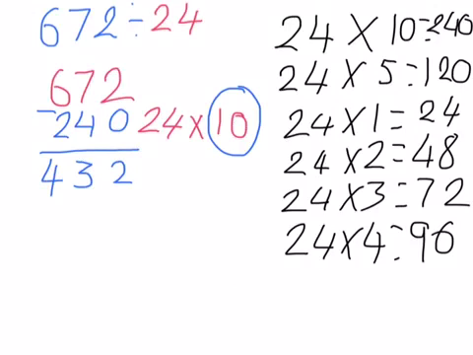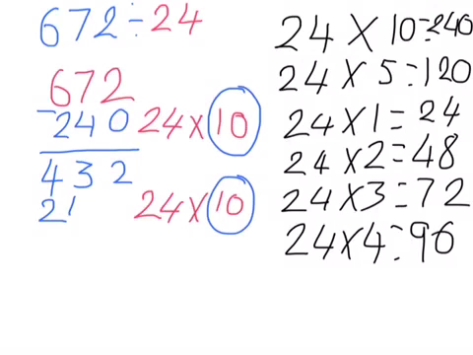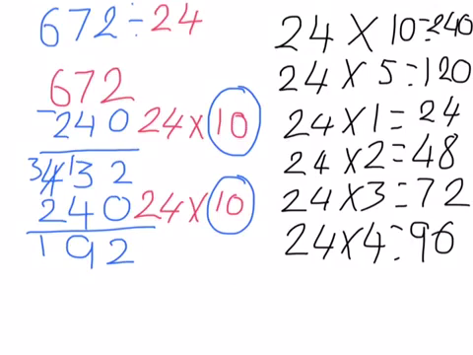You might notice what I'm going to do this time. I'm going to make a further 10 chunks of 24, and just like last time, I'll circle that. And 24 multiplied by 10, I know, is 240. So again, I can subtract that. I've got to do an exchange here. 13 subtract 4 is going to give me 9. That leaves 192.